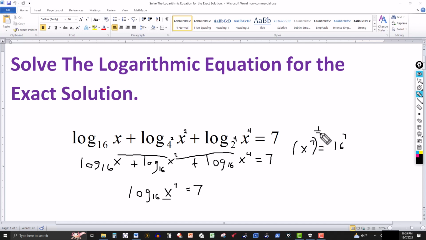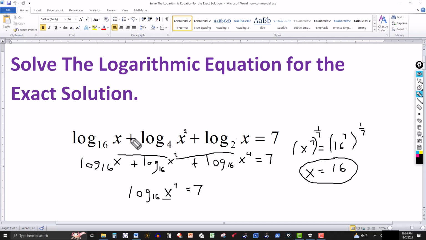I'll write it this way. So the 7th root of x to the 7th, if I multiply the exponents there, I get 1. So that just gives me x. Same thing here, the 7th root of 16 to the 7th. Multiply the exponents. You can do it that way also. You get 16 to the first. That gives you 16.